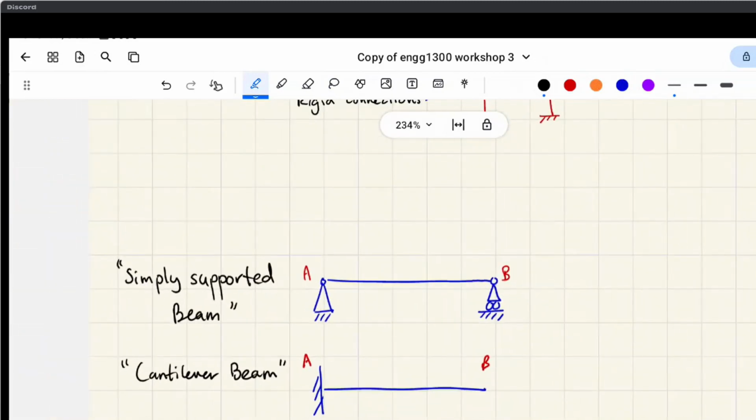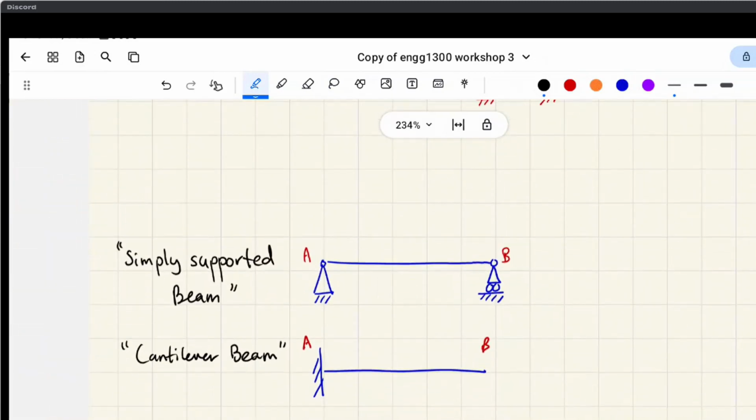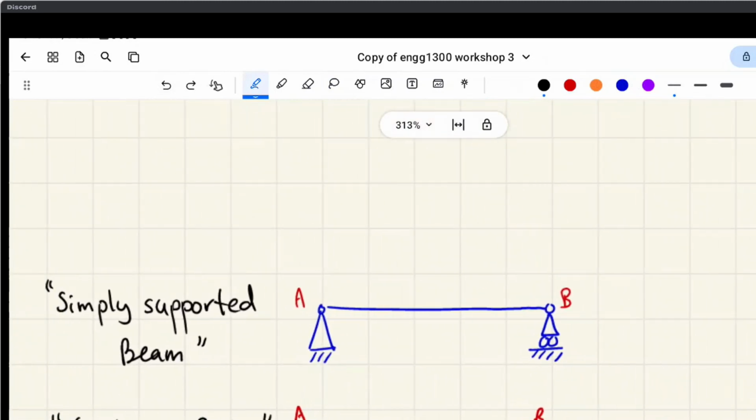Yep, and then I also want to talk about simply supported beams. So I talked about this last workshop. But yeah, we have our pin connection and a roller. These two can be swapped around and it would still be a simply supported beam. So if this was a roller and the other one was pinned, right? And what makes it simply supported, right?